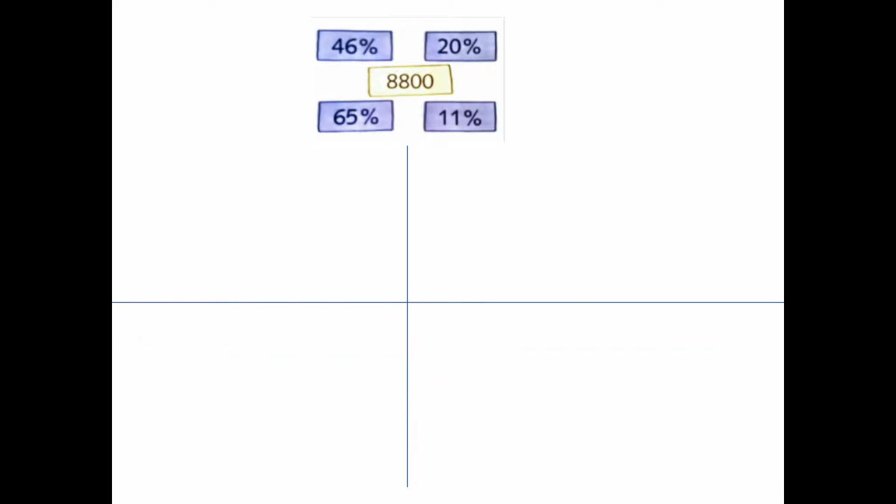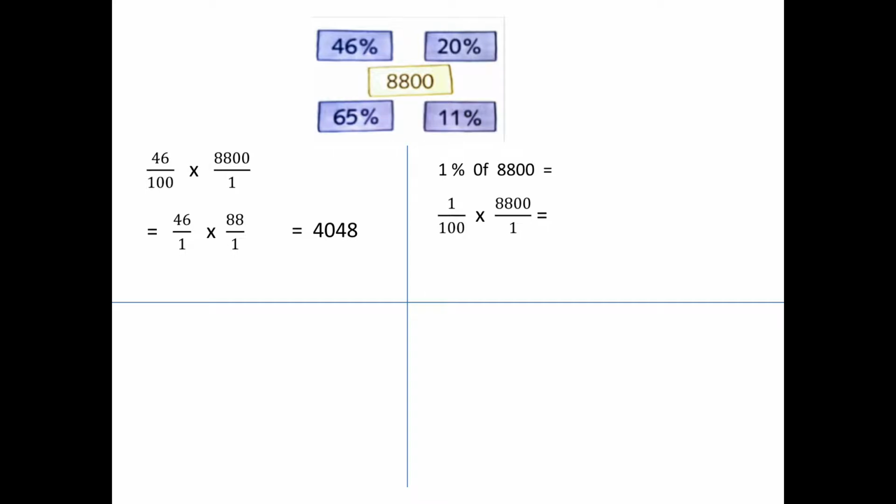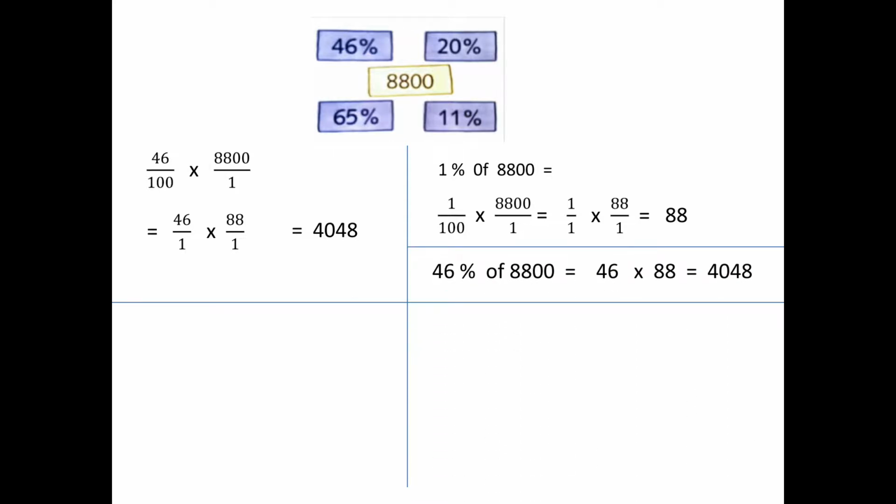In the old way, I'm going to write 46 over 100 times the number that I have over 1. Simplify, multiply, you will get this answer. Let's do this with the new way. Get 1% of the number that you have. Write each number as a fraction. Simplify, multiply, it will give you 88. So to get the 46%, you will multiply 46 times the number that you got from the 1%. It will give you the same answer.